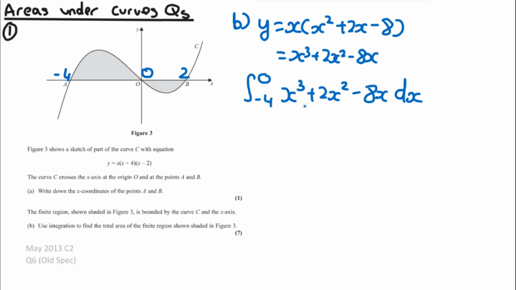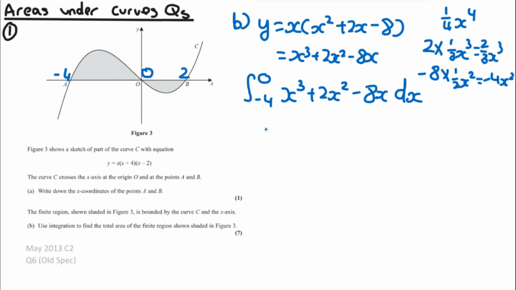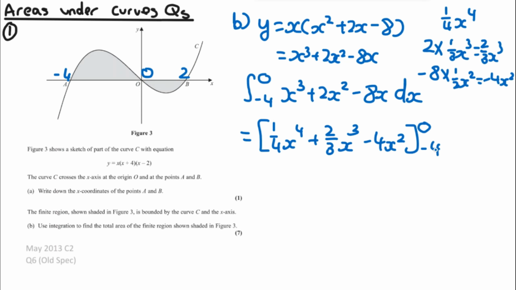So first of all, let's integrate it. x to the power of 3 is going to be 1 over 4 x to the power of 4. 2x squared is 2 times, and x squared integrated is 1 over 3 x cubed, which equals 2 over 3 x cubed. Then minus 8x is minus 8 times, and x integrated is a half x squared, so it's equal to minus 4x squared. So this is equal to 1 over 4 x to the power of 4 plus 2 over 3 x cubed minus 4x squared, and then we use square brackets to show that we're going from 0 to -4.